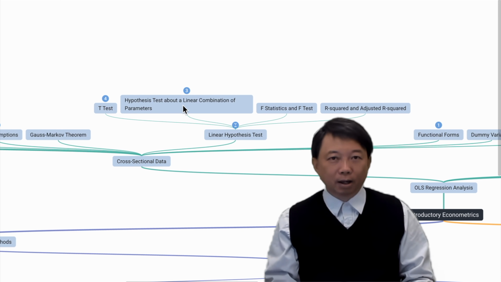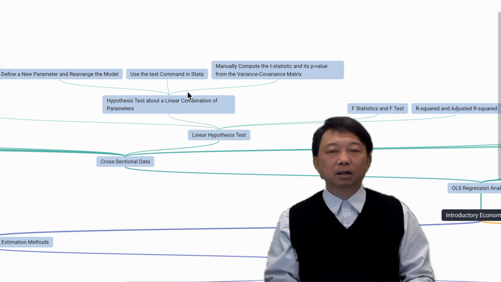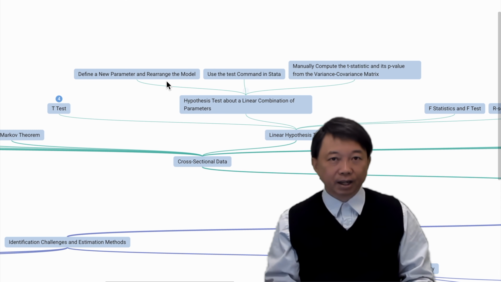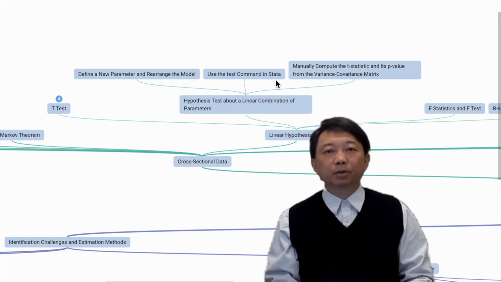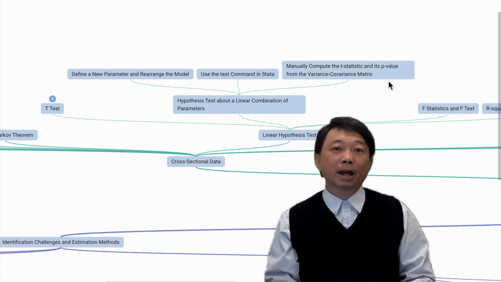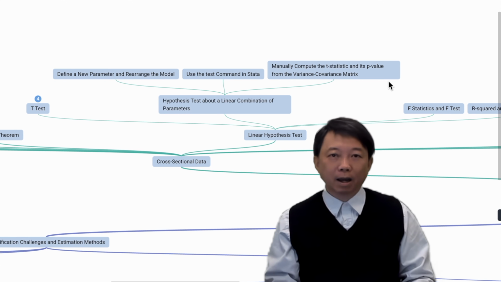Today, we have discussed 3 ways to test hypotheses about a linear combination of parameters. We can rewrite the model so that it contains the parameter of interest. Or we can use the test command in Stata for the original model. Or we can manually compute the t-statistic and its p-value from the variance-covariance matrix.